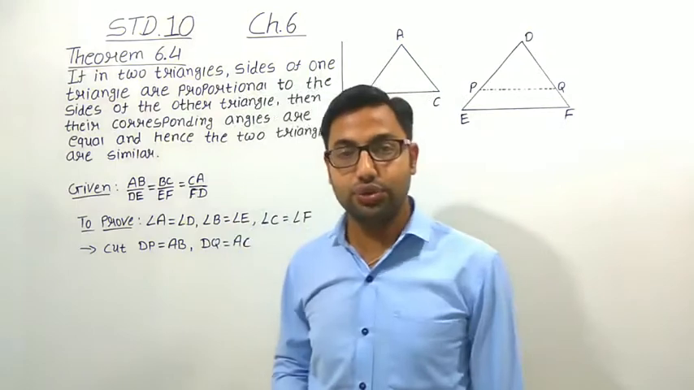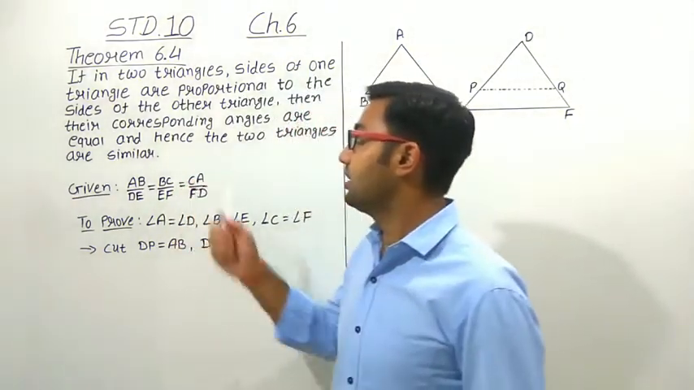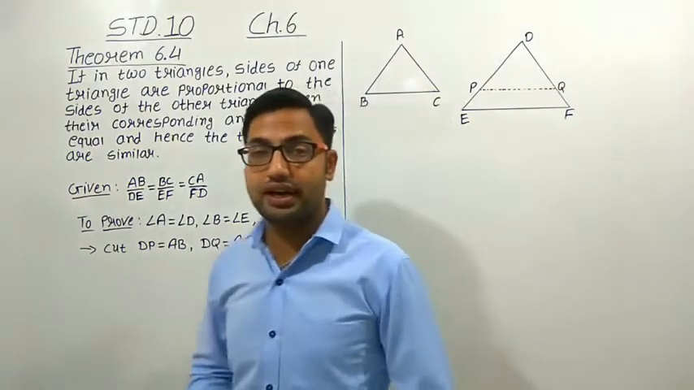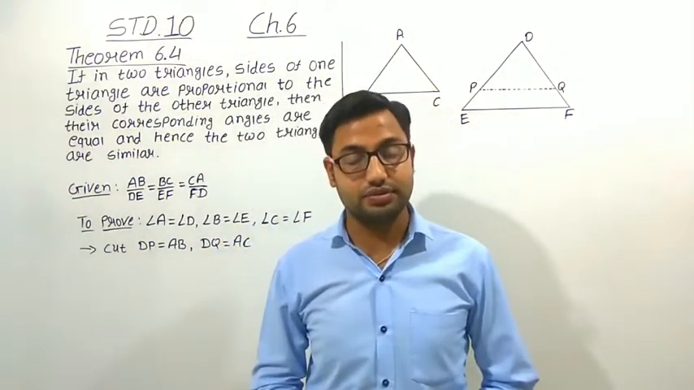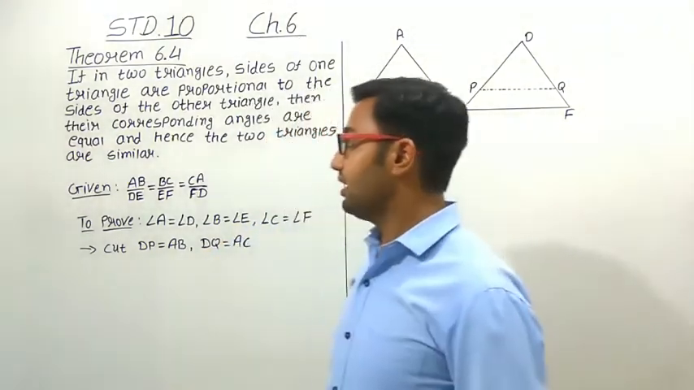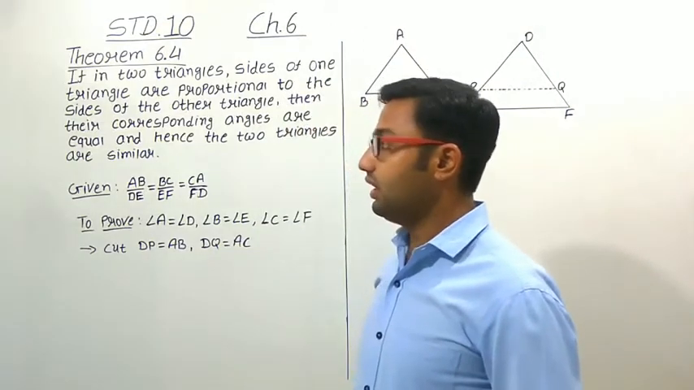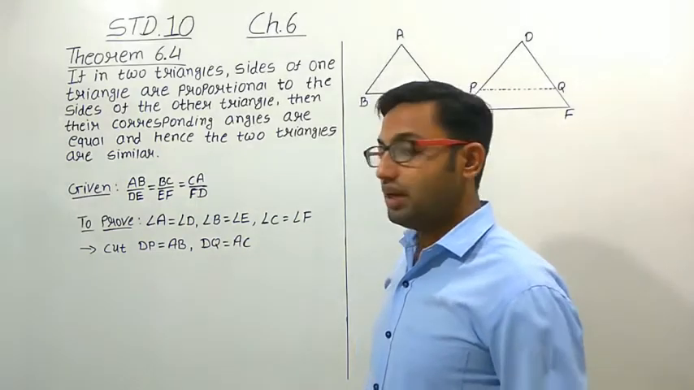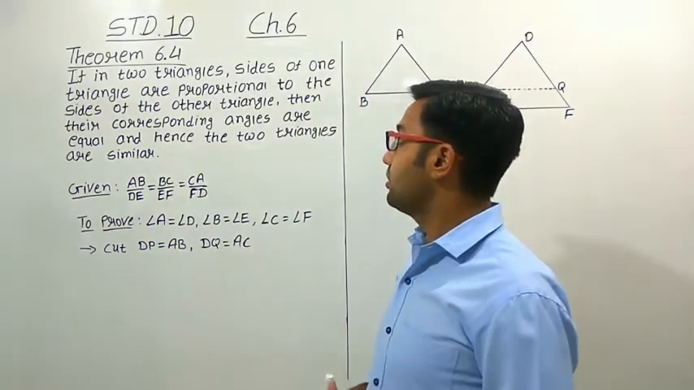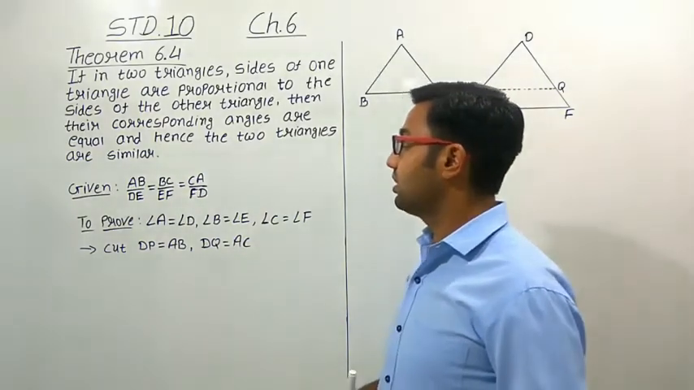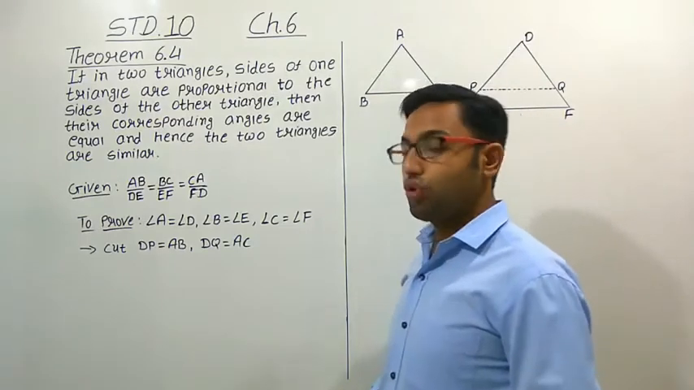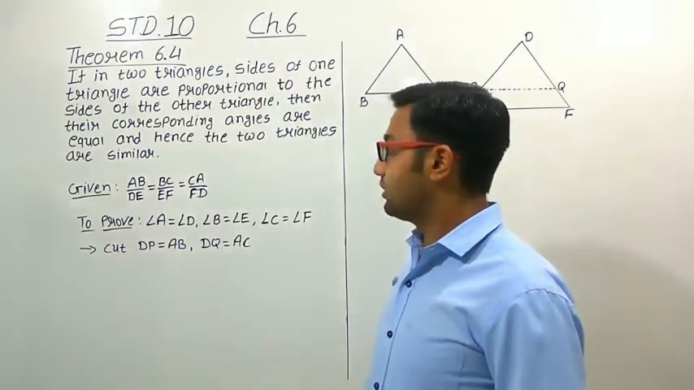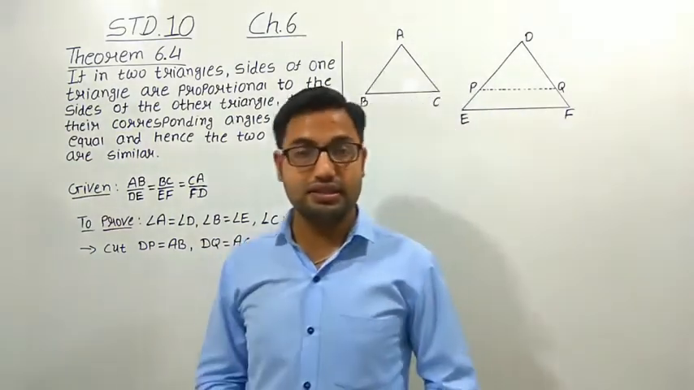Hello students, today we will study theorem number 6.4. This is the topic of standard 10, chapter number 6, Triangles. So what is the statement? The statement is: if in two triangles, sides of one triangle are proportional to the sides of the other triangle, then their corresponding angles are equal and hence the two triangles are similar.